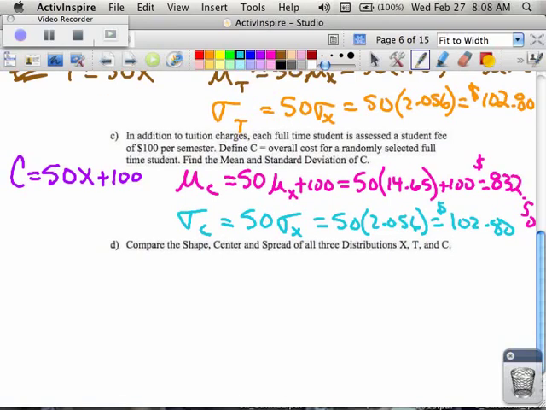So this last part is always about contextual meaning or definitions or things like that. They always ask a question like this on the exam. Talk about the shape, center, and spread of all three.